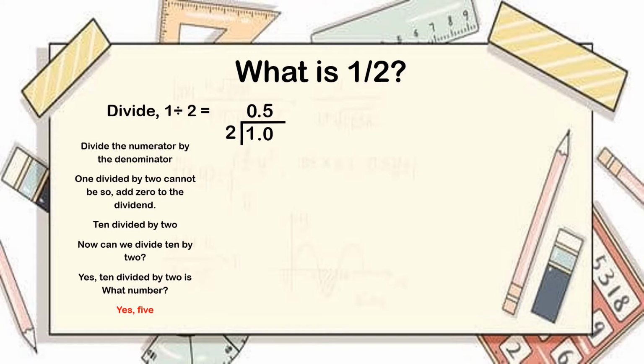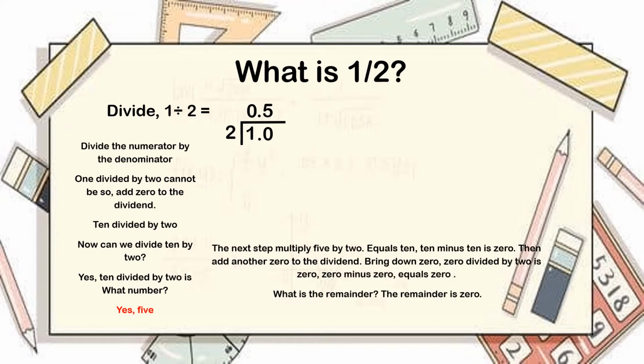5 times 2 equals 10. 10 minus 10 is equal to 0. Bring down 0. 0 divided by 2 equals 0. 0 times 2 equals 0. 0 minus 0 is equal to 0. Now, children, as you look, the remainder is 0.